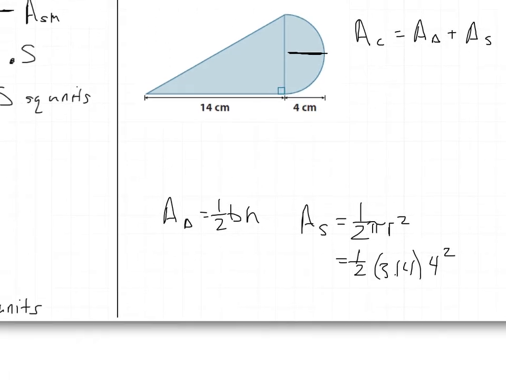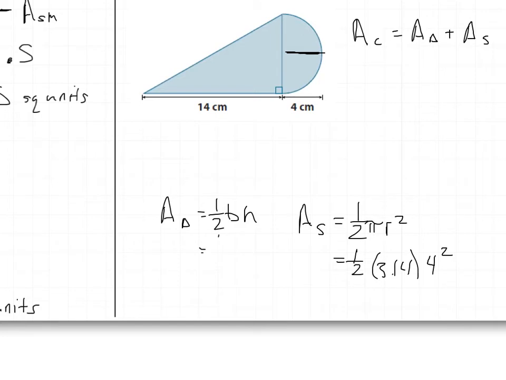Now, looking over at the triangle, this is where things get a little bit tricky. 1/2 of the base is clearly 14. The height requires a little bit of tricky thought. The height here is really just the diameter of the circle. We saw that the radius was 4, which means the diameter would be 8. If your teammates don't understand where that diameter of 8 comes from, please pause the video and explain to them now.